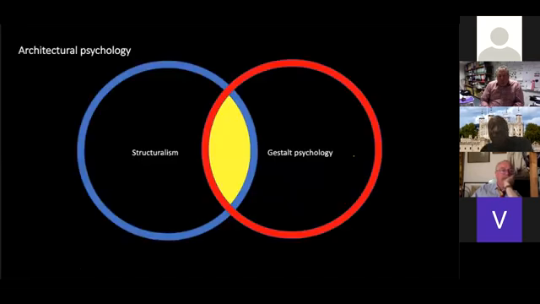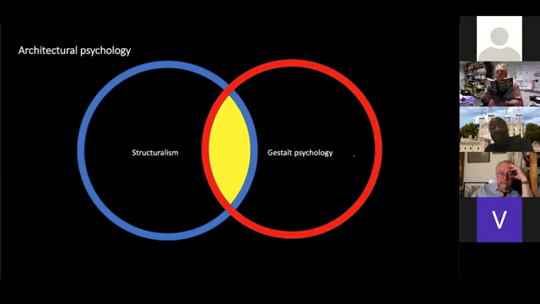Architectural psychology. For the purposes of this presentation, I'll be exploring and simplifying two schools of thought in architectural psychology, structuralism and Gestalt psychology. The simplistic way of explaining these two theories is: structuralism deals with the development of a design from a micro perspective, maybe at atomic level upwards. Gestalt psychology deals with the development of a design from a macro perspective, a global overview.